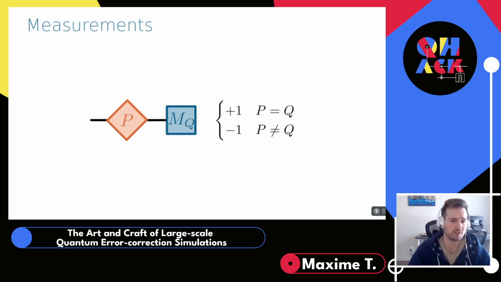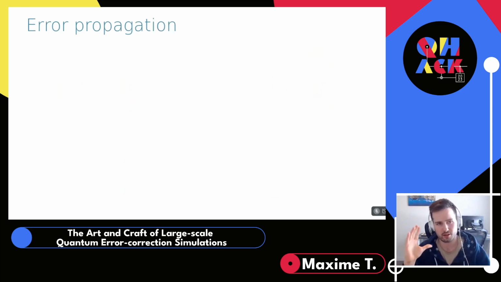And the only rule we need is that if there's a Pauli error before a measurement, and the measurement basis is the same as the Pauli error, you measure +1. And if they are different, you measure -1. So how can we use that to simulate error propagation in a quantum circuit?